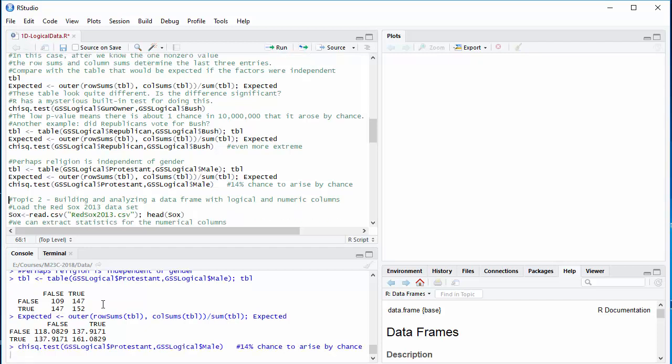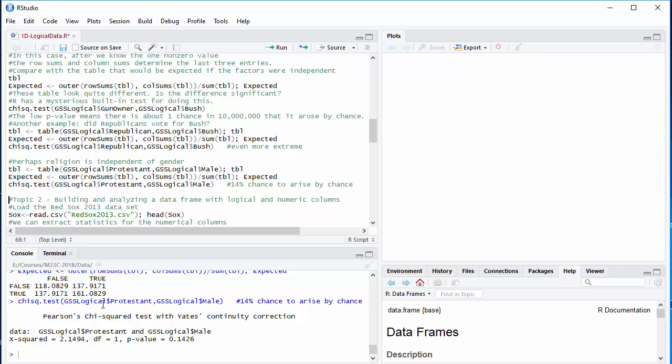That discrepancy of 9 could well have arisen by chance, and if I apply the chi-squared test to this pair of vectors, the p-value is 0.14, which means 14% of the time you will get this large a discrepancy just as a result of chance. So drawing the conclusion that the females were strongly inclined to be Protestant would probably not be well justified.